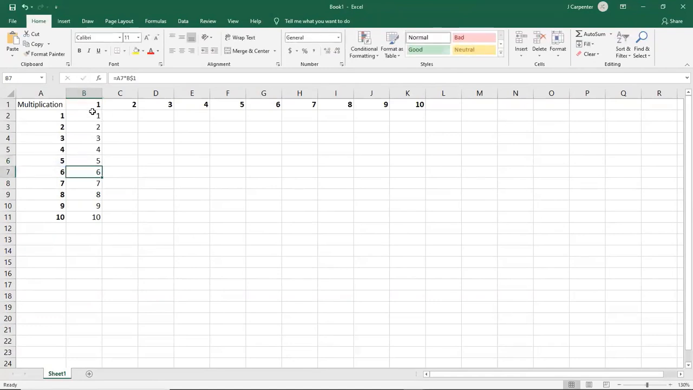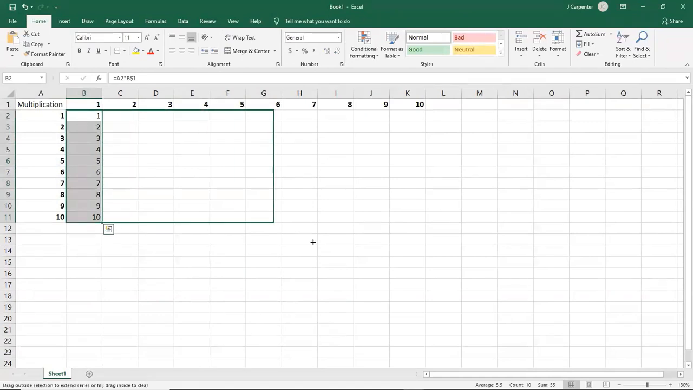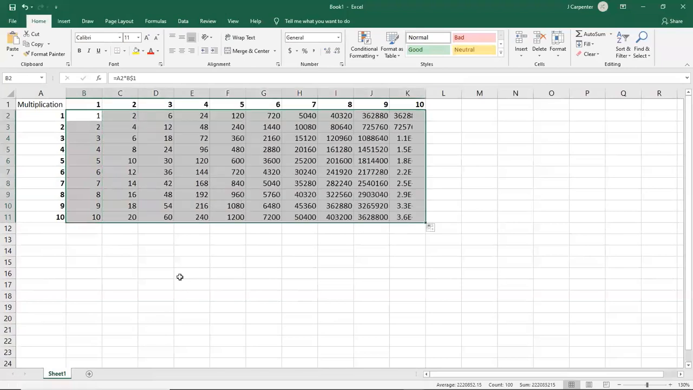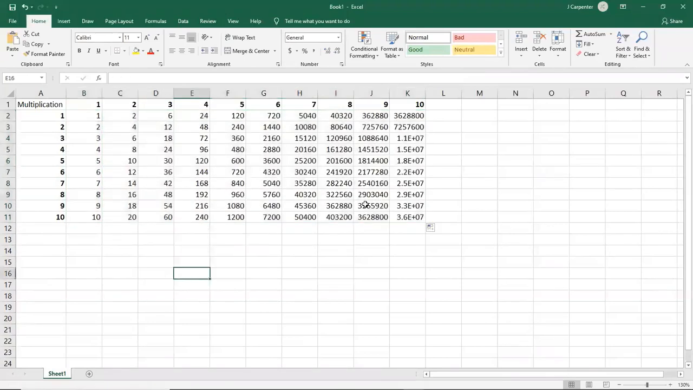So now that these are correct, let me highlight them. And what it seems like is I should be able to now just fill this table to the right. And that everything should be correct, and it's not. You even get some really wacky looking answers on this far right column K. It says 10 times 10 is 3.6e plus 7.